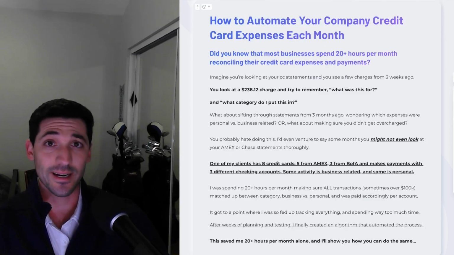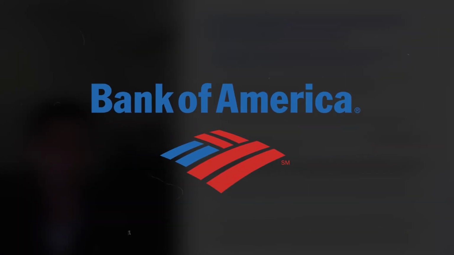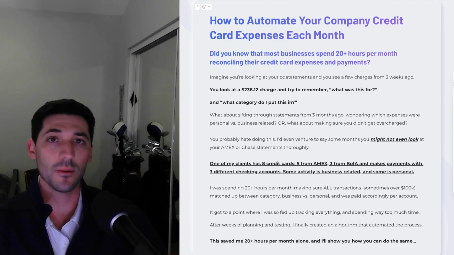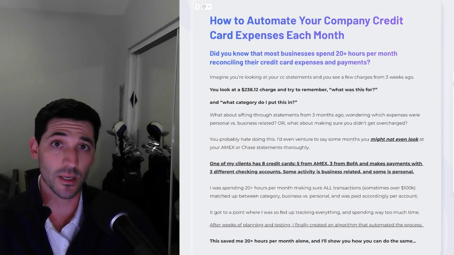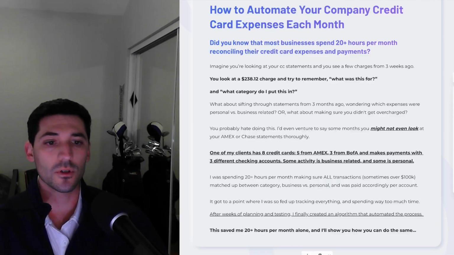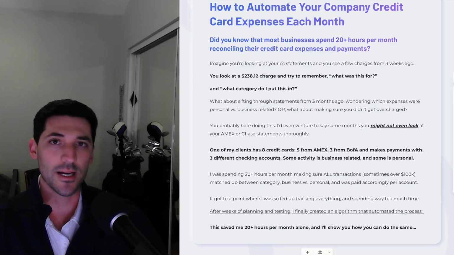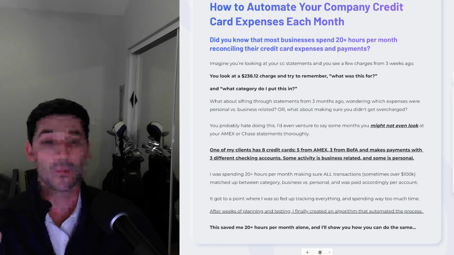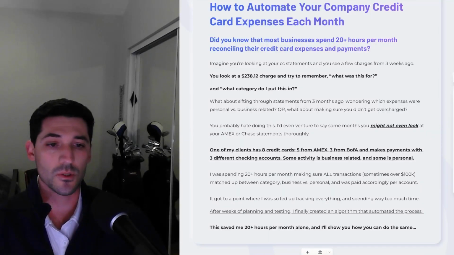So one of my clients that I just mentioned has 8 credit cards, 5 from Amex, 3 from Bank of America, and makes payments with 3 different checking accounts. Some activity in this as well is business and personal. So I was spending over 20 hours per month just making sure all these transactions, some of them for business equipment financing, and we would sometimes have transactions over $100,000. So it was really important to make sure all of this stuff lined up. That meant making sure that everything balanced, the payments were made properly on time, the right amounts, categories for each expense type were matched, business versus personal was taken care of, and everything was paid out accordingly.